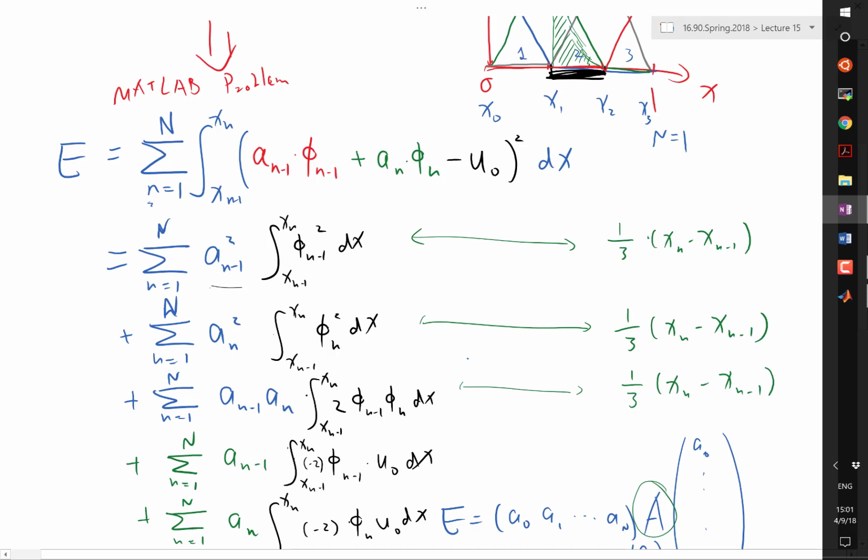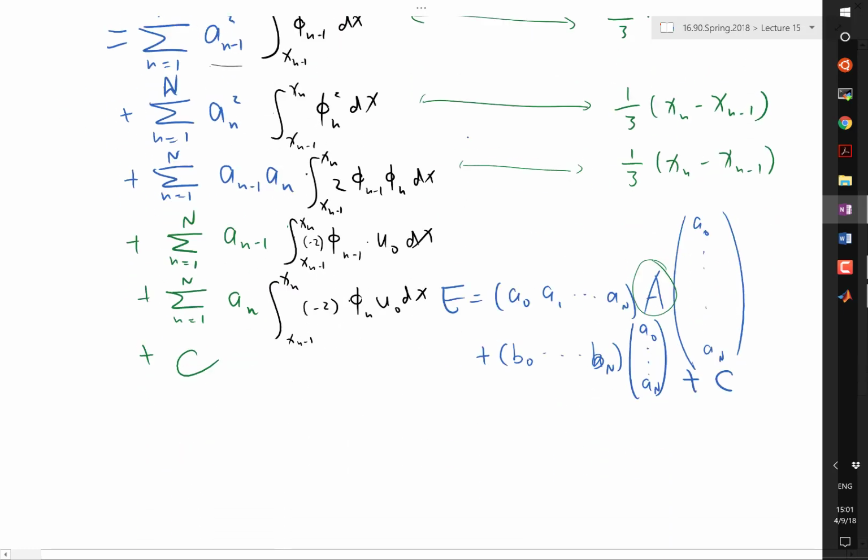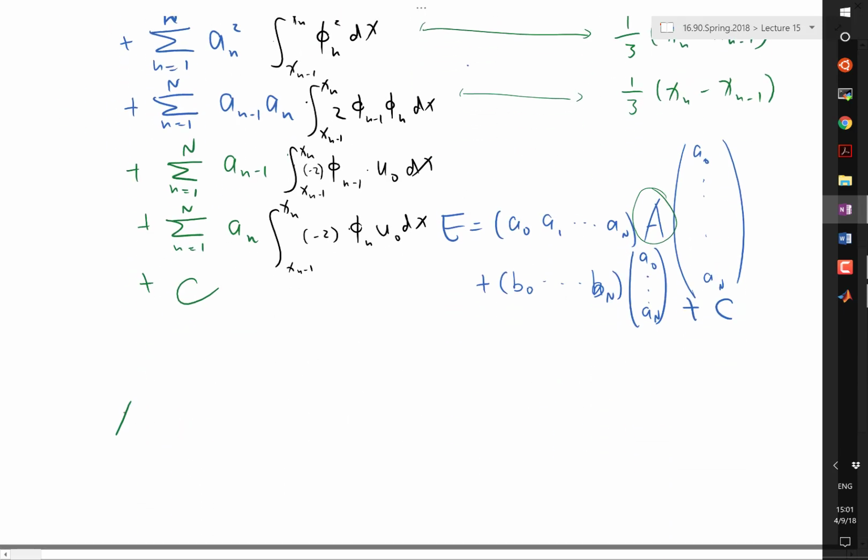Now here comes the tricky part. We have already said that the matrix A is going to be a third of x1 minus x0, a sixth of x1 minus x0. Here again is a sixth of x1 minus x0, just for symmetry purposes. Now the big tricky question is what is here? Once you figure out what's here, you can pretty much follow the same ingredient to construct the whole matrix.